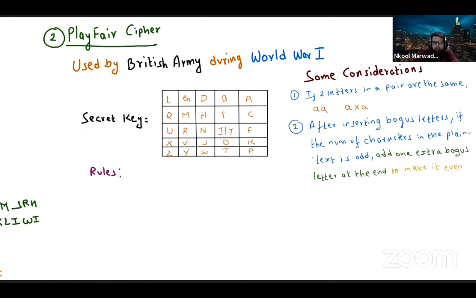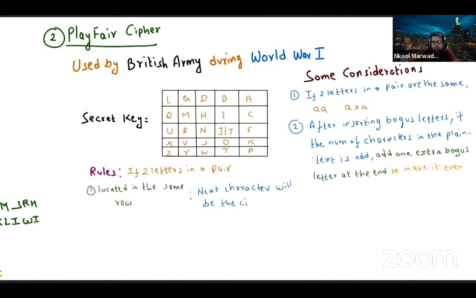Three possibilities are there. The first possibility is that the two letters are located in the same row. Let us suppose I have two letters in the sample text like L, B. Now in this secret key table, L and B are located in the same row. So this condition will be satisfied. And if it happens, then what should I do? The next letter will be the cipher letter.